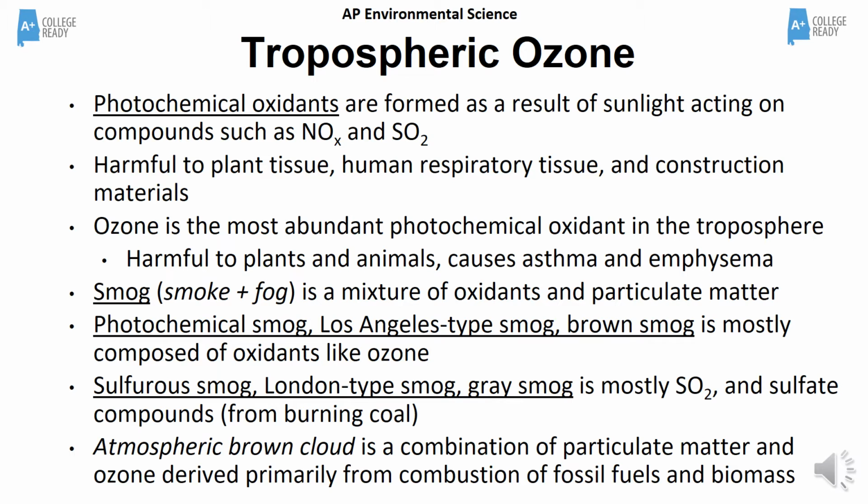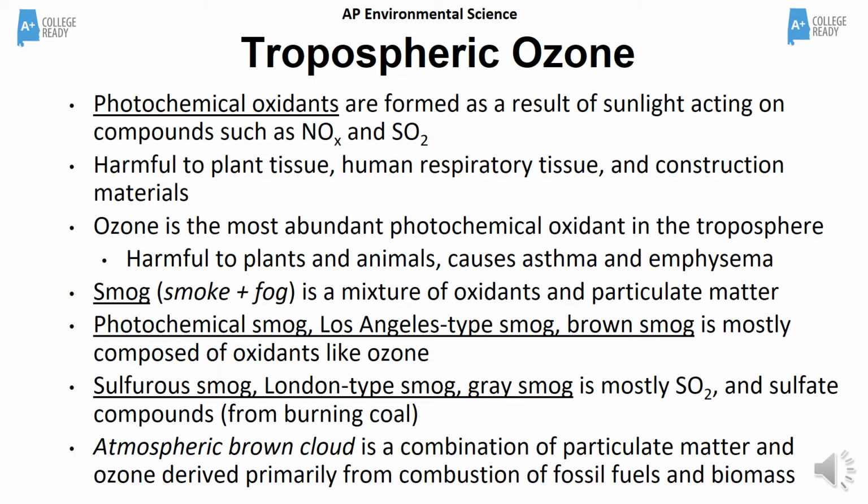Smog is a mixture of oxidants and particulate matter. Photochemical smog, which is also called Los Angeles type smog or brown smog, is mostly composed of oxidants like ozone. Sulfurous smog, or London type smog, also called gray smog, is mostly sulfur dioxide and sulfate compounds from burning coal.